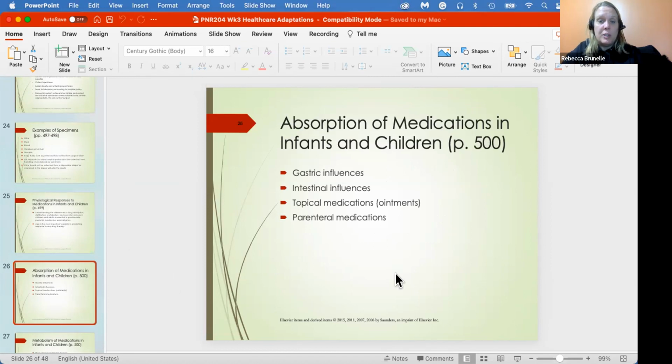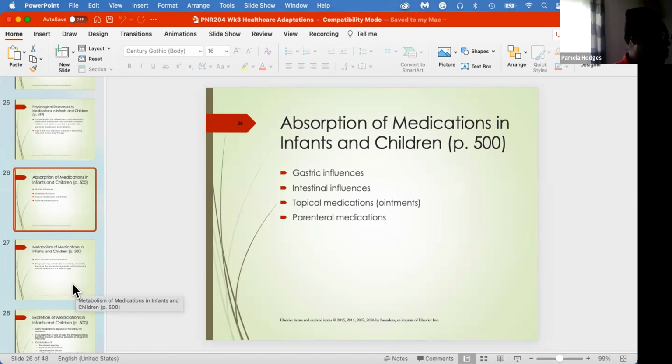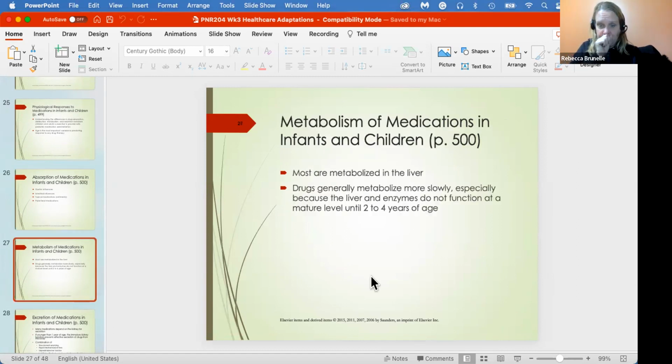So there's different ways that we give medications. Oral medications are going to be absorbed through the GI tract. There's topical medications like ointments, and then parenteral medications. What does parenteral mean? IV. Very good. And if you have a kid that has an IV, like a continuous IV infusion, how often do you have to check their IV? Yeah, at least every hour. So you should be looking at that IV site at least every hour.